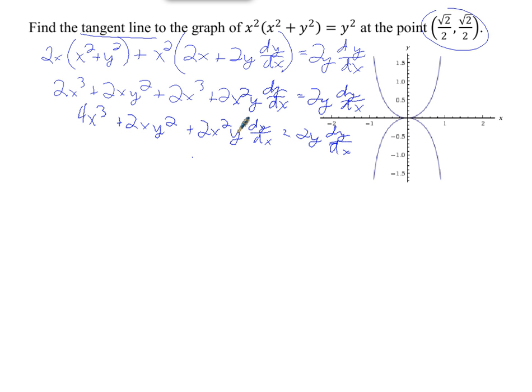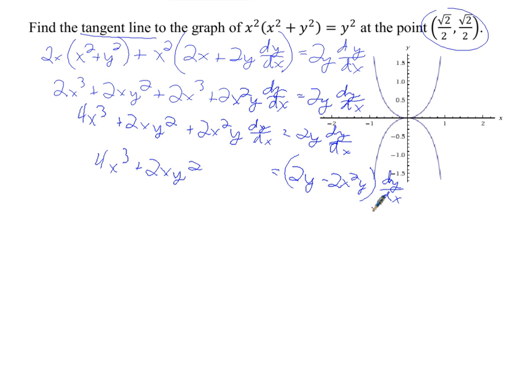So should I move this guy over here, or should I move this guy over here and then move these two terms over there? Move one term. So this is now over here. And then I factor out the dy over dx. So now on the right, I have the 2y minus 2x squared y times dy over dx equals, over here, the 4x cubed plus 2xy squared, and this term's out of there. Divide both sides now by the 2y minus 2x squared y, and you get your derivative.